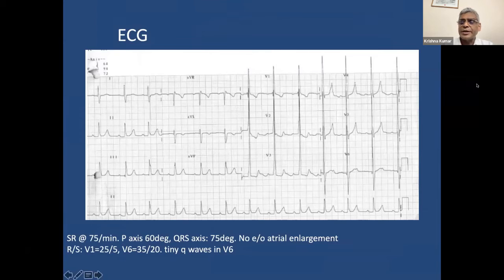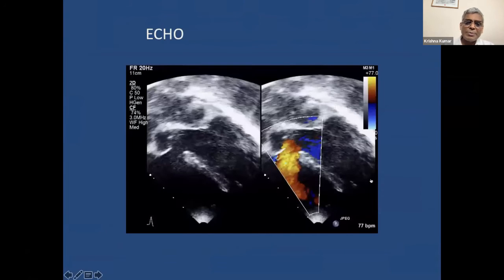And you see the ECG, there are tiny Q waves, but there is persistent S wave suggesting there is right ventricular hypertrophy. And echo, I'm not able to play this film, shows bidirectional shunt. In this particular case, you're seeing predominantly left to right, but there was bidirectionality.